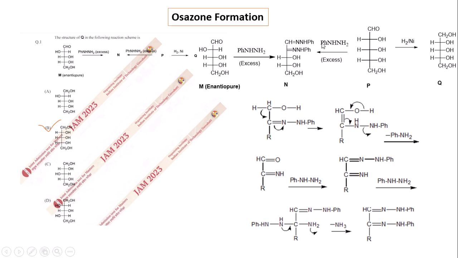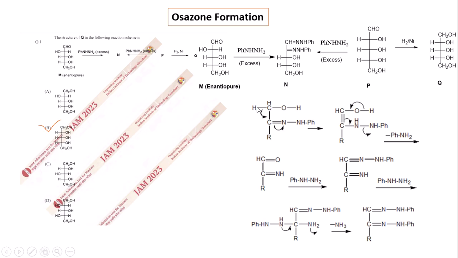phenyl hydrazine, and this osazone, this aldehyde compound, is further reduced in presence of hydrogen and nickel to produce the Q compound. So the correct structure of the Q compound is B. B option is correct. That is, all the OH groups are on the right hand side.